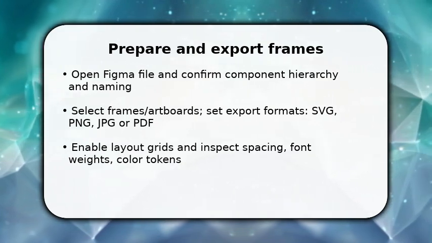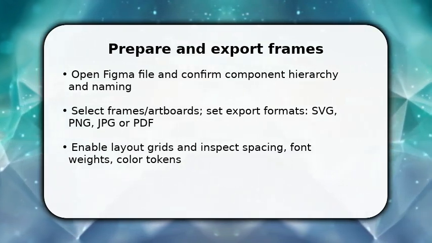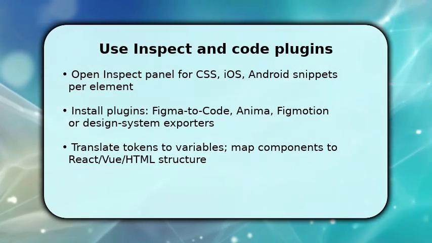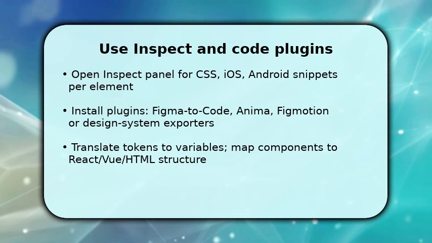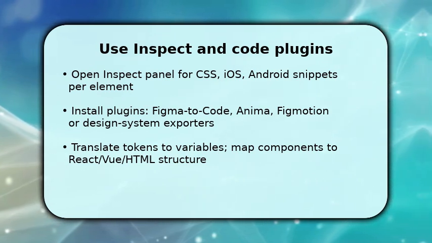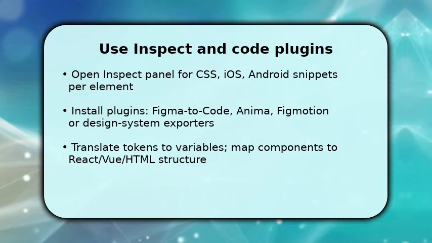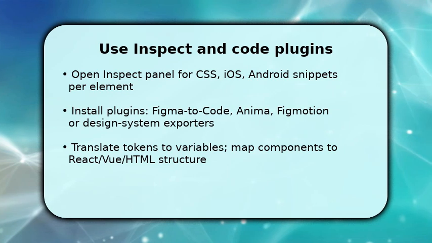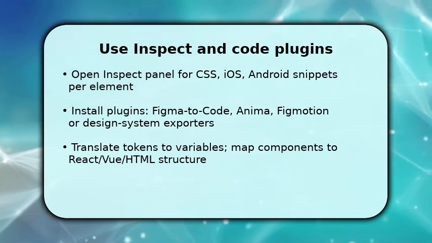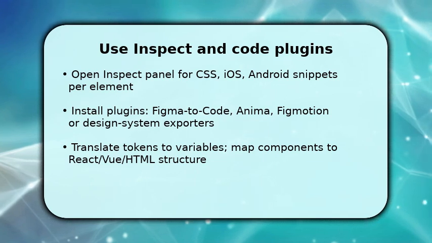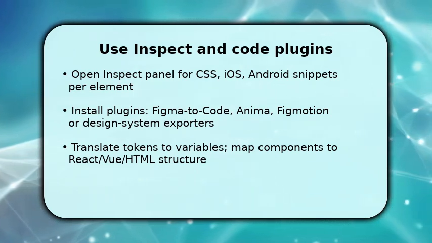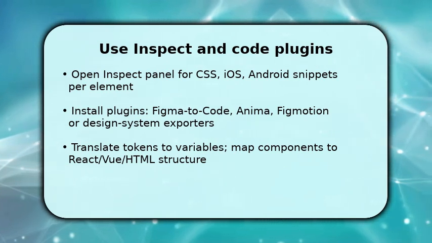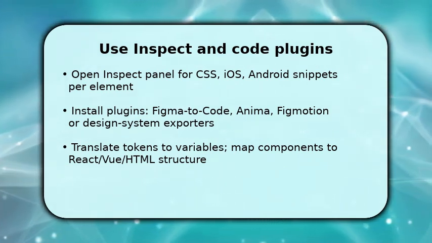You now extract the middle layer code by using Figma's Inspect panel and targeted plugins. First, review generated CSS snippets and platform variants. This shows exact sizes, fonts, and paddings to copy. Then run a plugin like Figma to Code or Anima to scaffold components. Make sure to convert design tokens into variables and replace hard-coded values. Once done, map Figma components to your React or Vue structure, so props and states reflect variants and responsive rules.